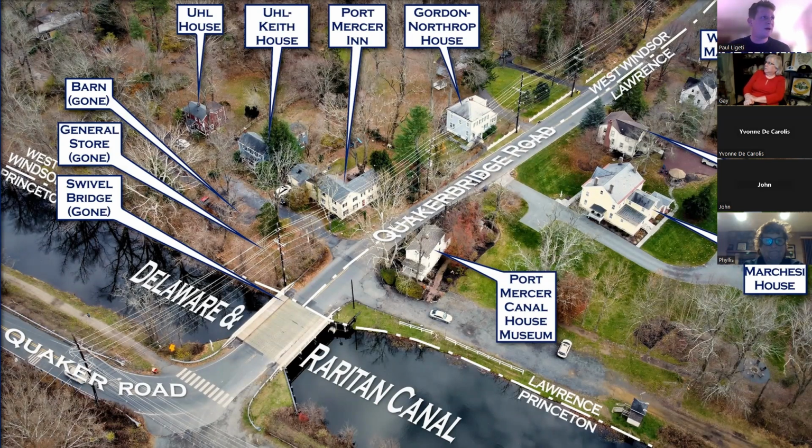More specific to West Windsor, however, there is a community named Port Mercer. It was a mid-1800s community that developed after the Delaware and Raritan Canal was built in the 1830s. And that itself, Port Mercer, is named after Hugh Mercer.